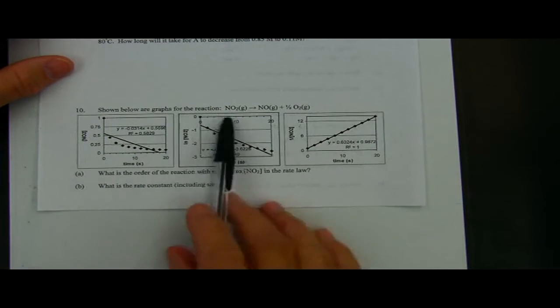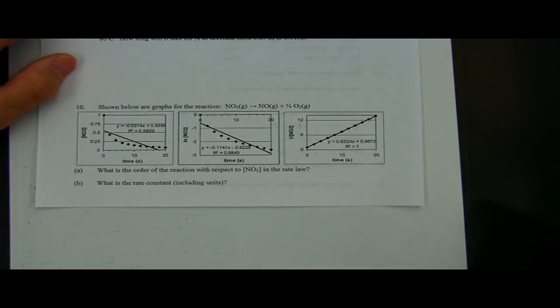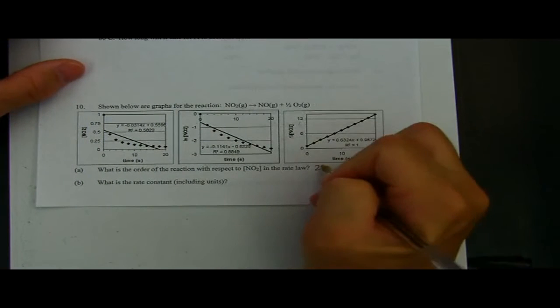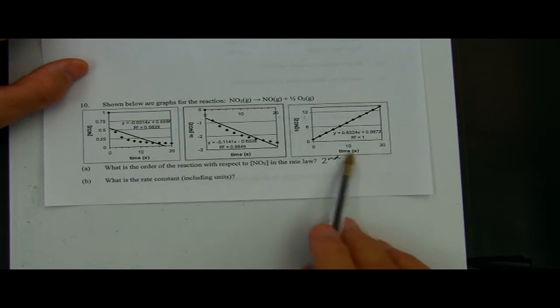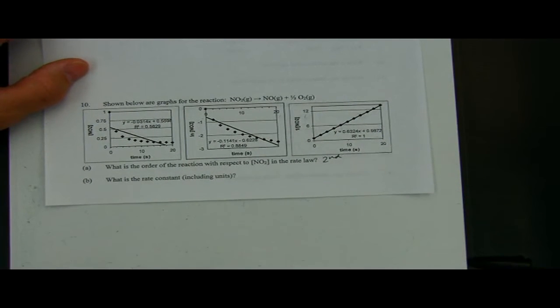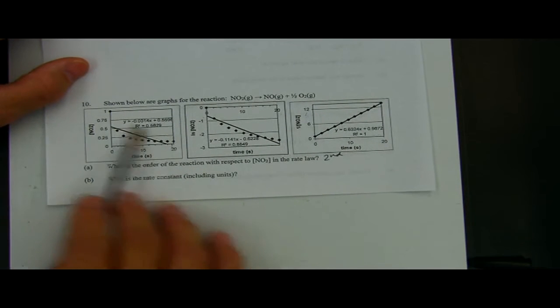All right, question number 10. This is directly from an old quiz that I gave. NO2 reacts as shown. What is the order of the reaction with respect to NO2 in the rate law? Second order. And how did you get that? Because one over the concentration of the reactant versus time is a nice straight line. If this one had been a straight line, it would have been first order. If this one had been a straight line, it would have been zeroth order.